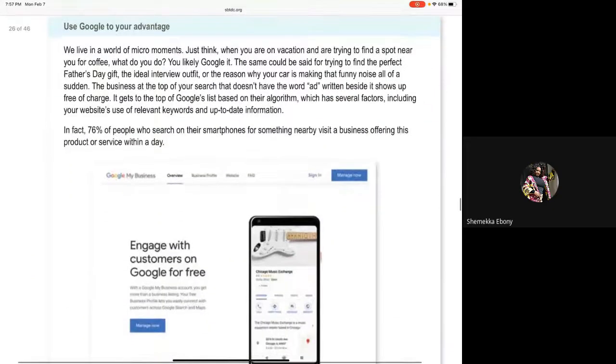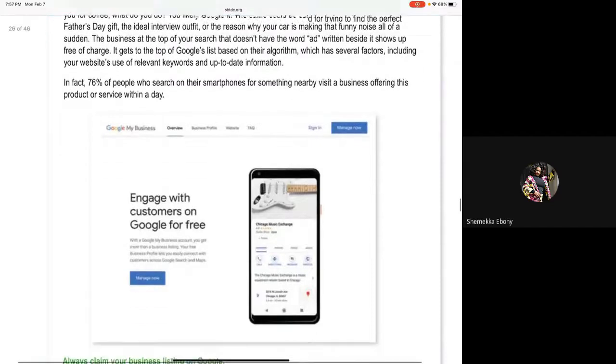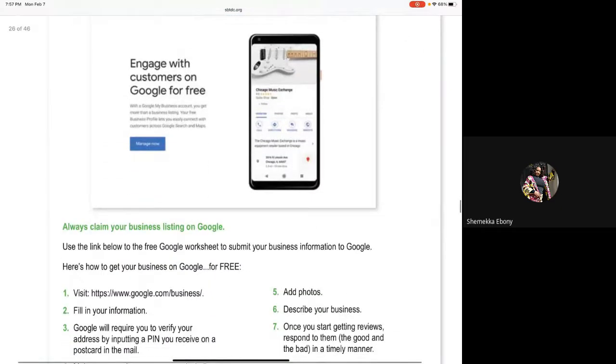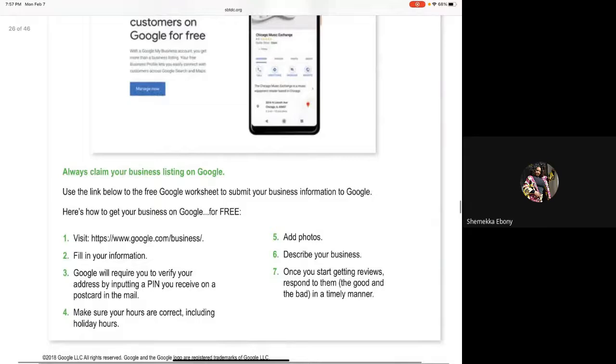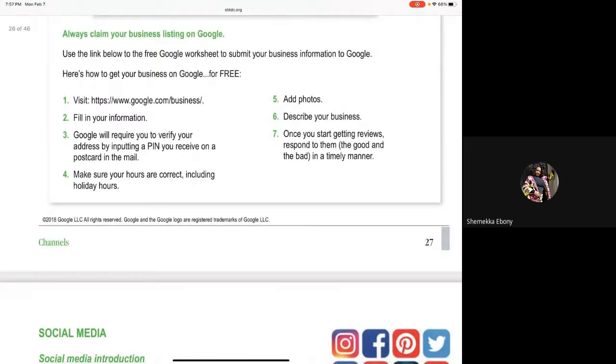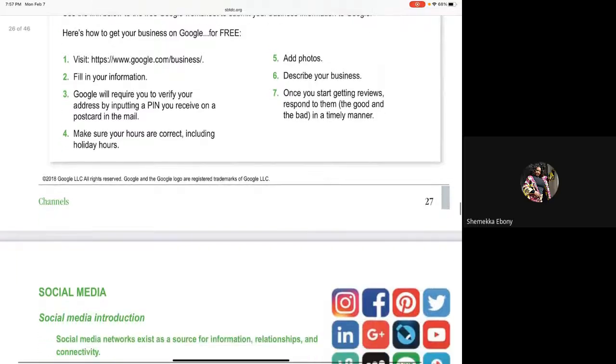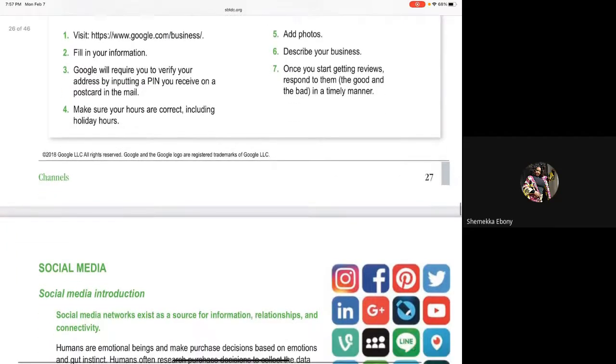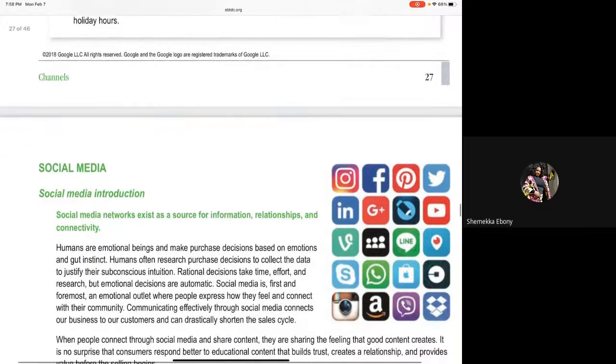Then it says use Google to your advantage, and it goes into telling people why. We all know why, because we always use Google for everything. So this is a way to tap into what we already do. This is how you get your business listing on Google, and it gives you step by step instructions on how to do that. There's no cost associated with that.